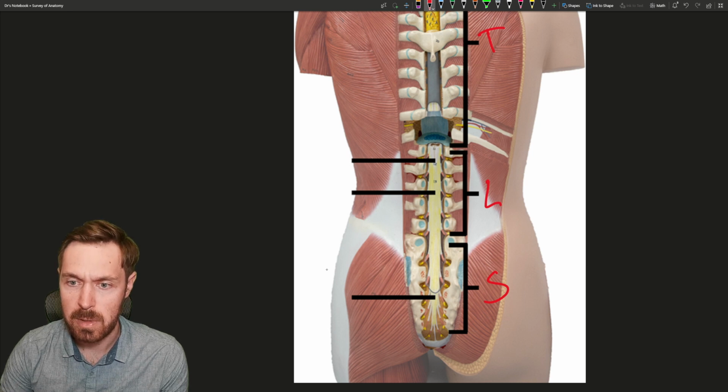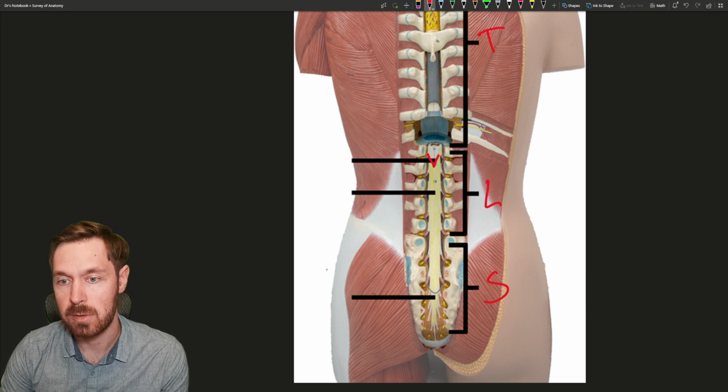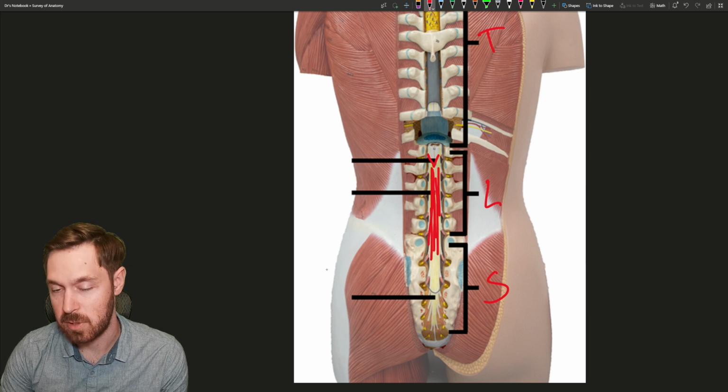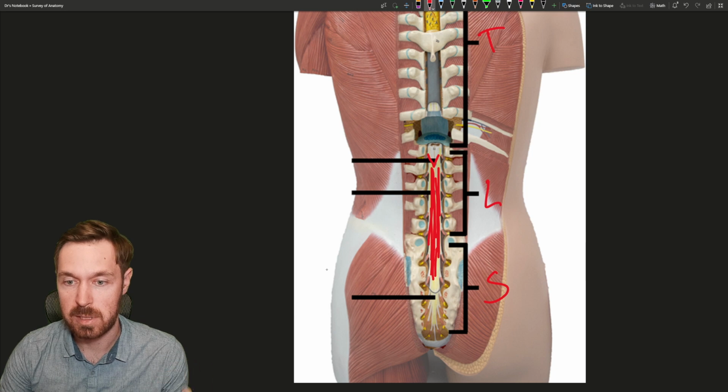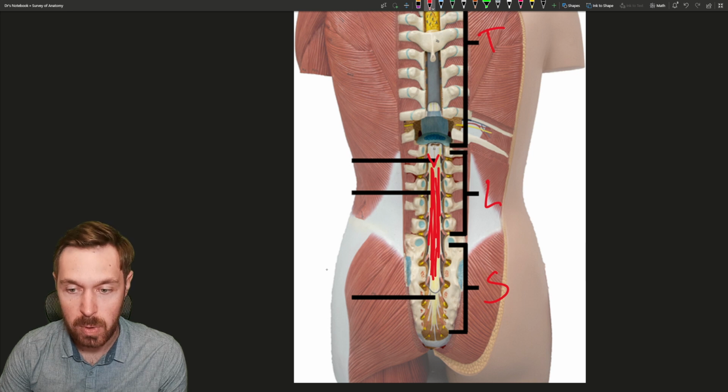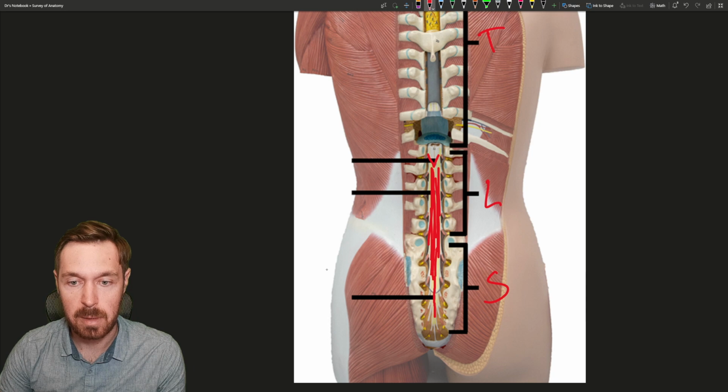Now, spinal cord technically terminates at like L1, L2 at this part right here called the conus medullaris. And then it becomes all of these little hair-like structures, which are just the nerves coming down. It looks like a horse's tail. This is referred to as the cauda equina. And then there's a connective tissue down the middle of this called the filum terminale as well.